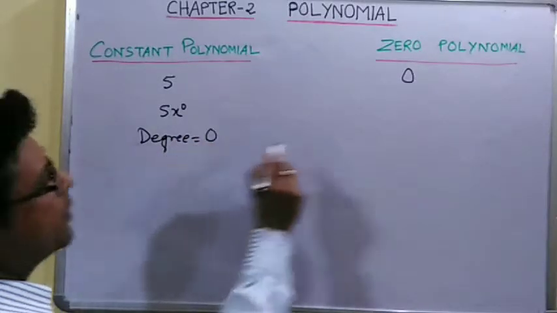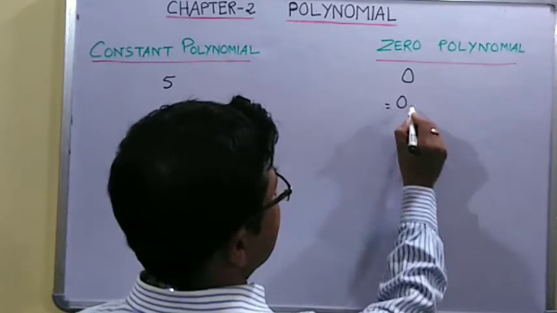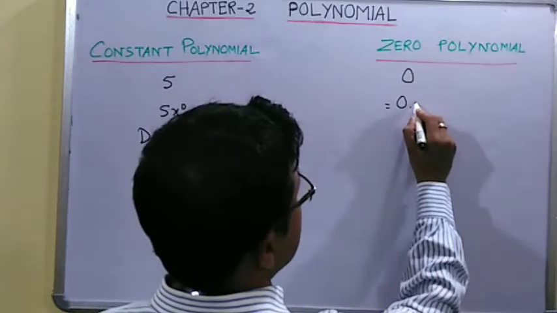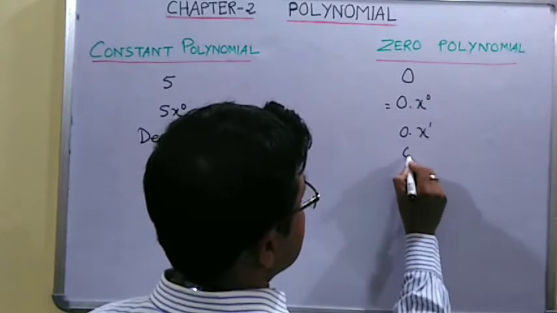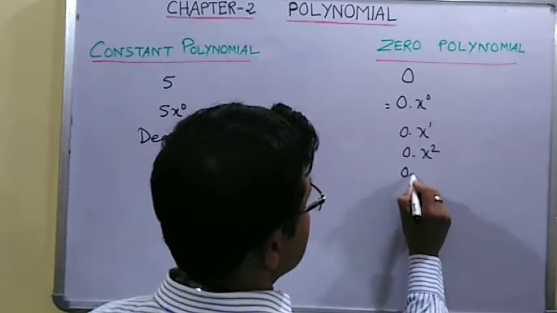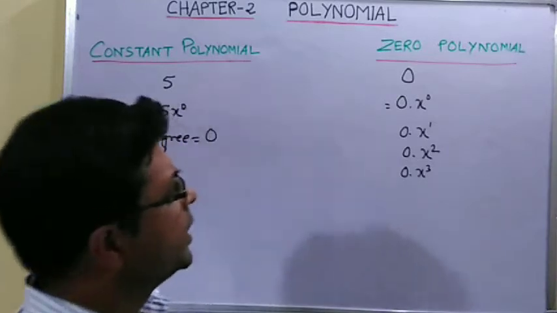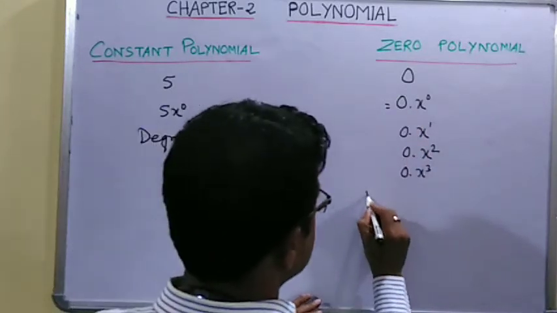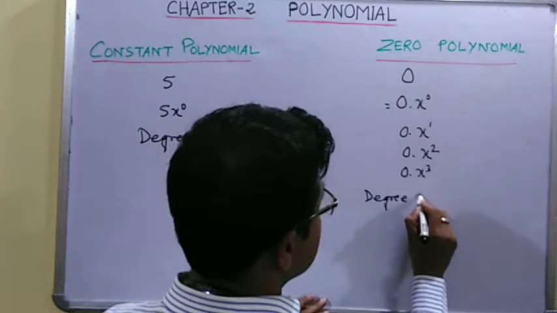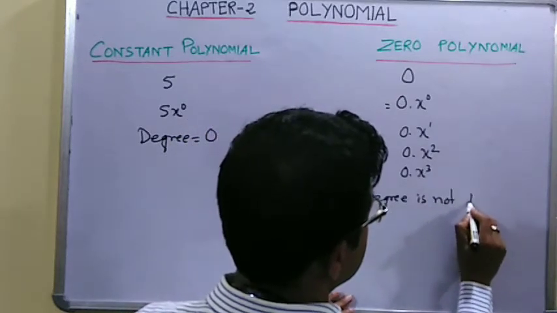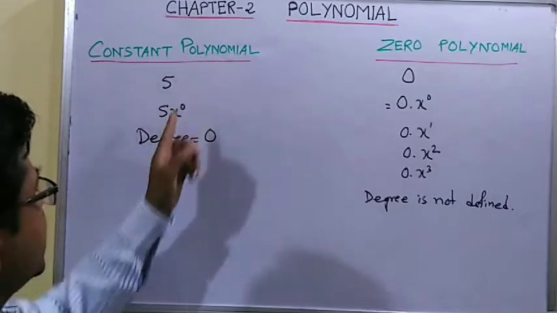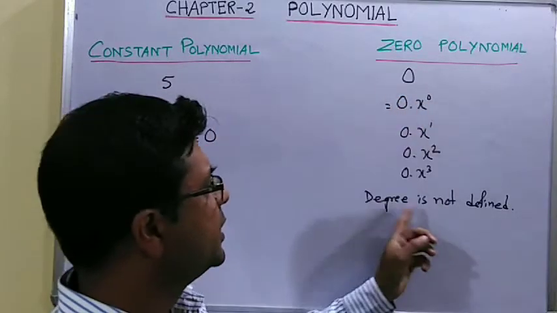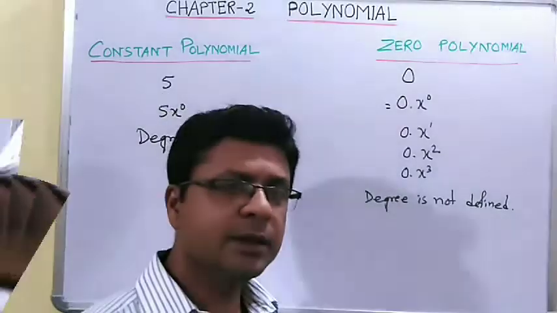Its degree is 0. Whereas suppose you write 0, 0 into x to the power 0, 0 into x to the power 1, 0 into x to the power 2, 0 into x to the power 3 or x cube. Anything you can write. So what is its degree? It is not defined, we cannot define it. So in a constant polynomial the degree is 0, and in the zero polynomial the degree is not defined. You understood, students? Okay, let us move to the next.